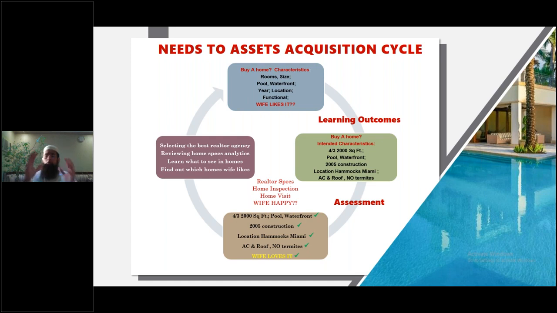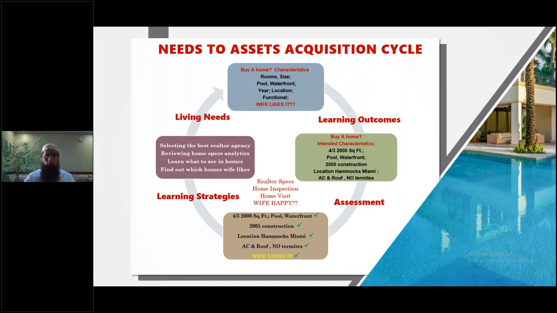The key thing over here is, depending on the needs, you develop the outcomes. And then immediately you see what are the assessment methods or the types of assessment. How can I assess those? And then we go into the strategies. Now, how can I learn and prepare myself to get a very good performance in that assessment? Selecting the best realtor agency, learning how to review home specs or getting access to the right analytics tools, and learning from experts in buying homes, what do I really have to see in a home? And then ask my wife, of course, what home she likes. So when you put all those in place, then you get the whole cycle of acquisition of assets.